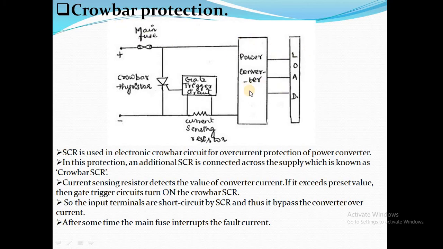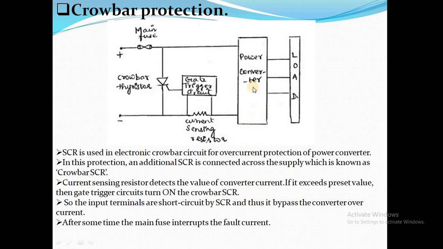The power converter is generally used for conversion of the supply from AC to DC, or for power conversion. And this power converter circuit needs to be protected against the overcurrent. So as a protective measure, the main fuse is used, and along with this fuse, this crowbar circuit is also used here. So the crowbar circuit is a combination of the crowbar thyristor, whose gate is connected to the gate triggering circuit, and the gate triggering circuit is connected to the current sensing resistor, and this current sensing resistor is connected to the power converter.